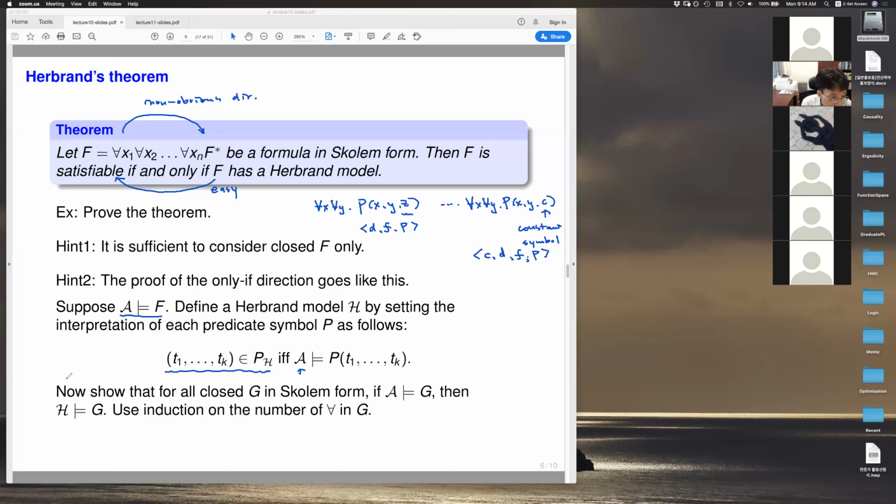And then what you need to prove is, use induction to do this proof. So use induction to prove a bit more general fact, which says for every closed G, a formula in first order logic in Skolem form, if the model A satisfies G, then the Herbrand model H that we just constructed satisfies G. You can prove this using induction on the number of universal quantifications in G. Okay, so I give you 5 minutes. Based on this hint, try to complete the proof of this Herbrand theorem.